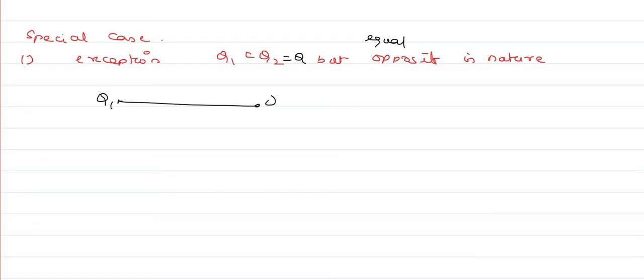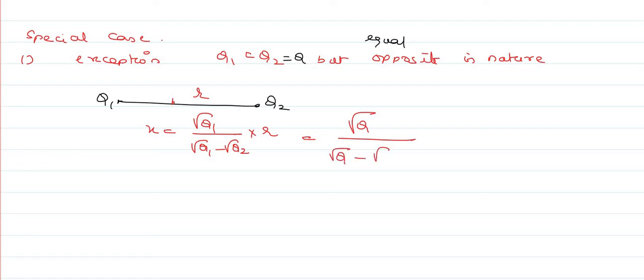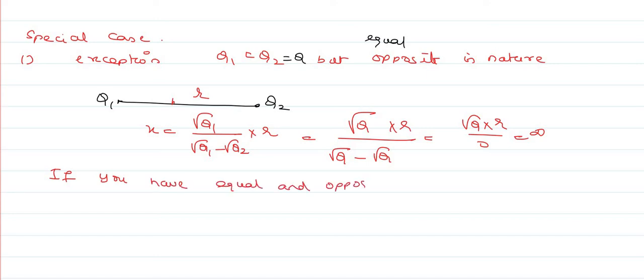Apply that formula. What is the formula? Q1 by square root of Q1 minus Q2 into R. Correct? We have taken equal charges Q, so the magnitude will not change. Q minus Q is 0. Anything divided by 0 will give you infinity, not defined. So this is an exception: if you have equal and opposite charges, then the neutral point will be at infinity.